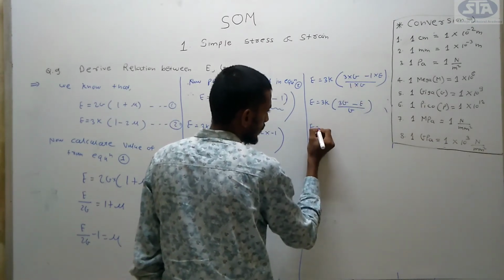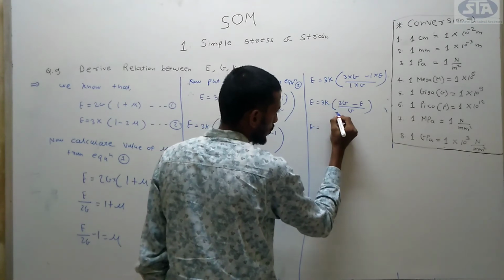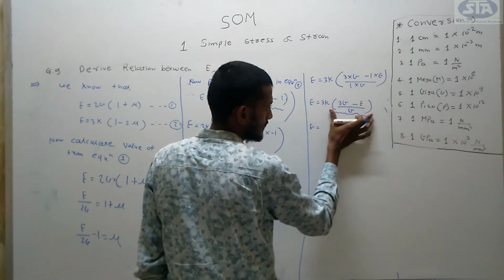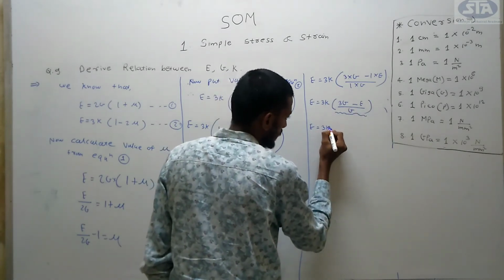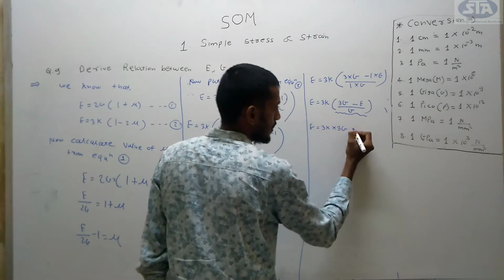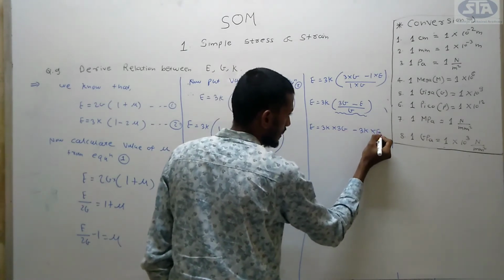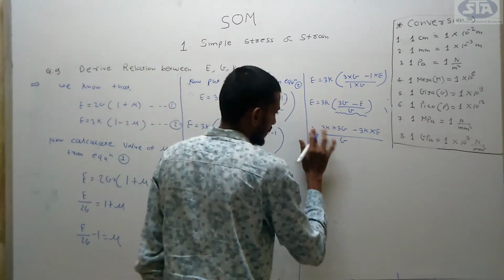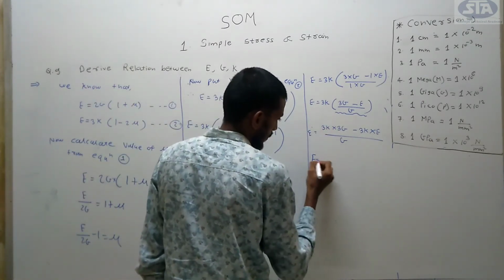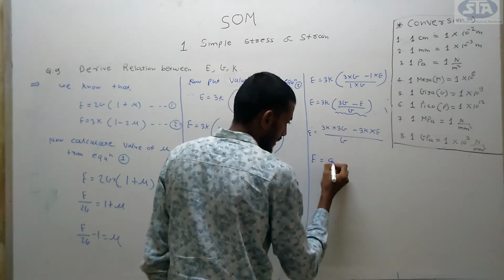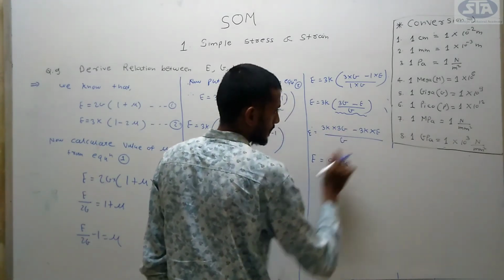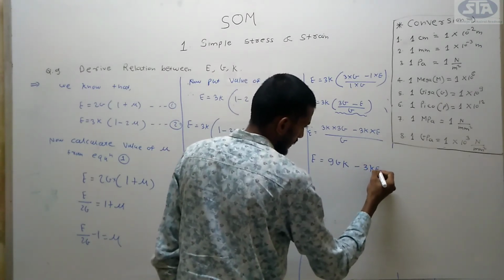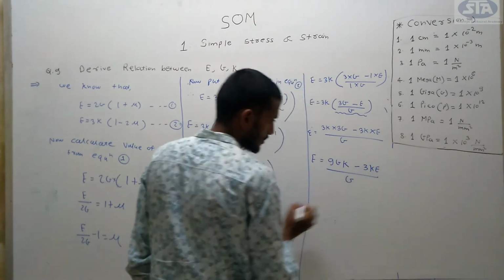Now 3K is in multiplication with the terms inside this bracket. That's why 3K is multiplied with each and every term present inside the bracket, that is 3K into 3G minus 3K into E, whole divided by capital G. Now E is equal to 3K into 3G, that is 9GK, minus 3K into E, that is 3KE, this whole divided by G.